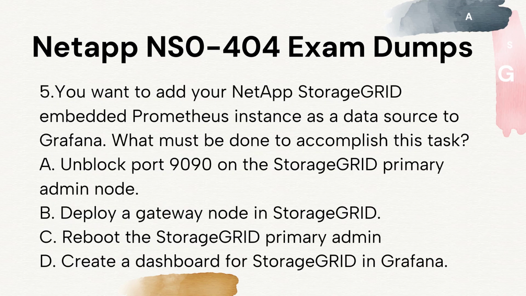5. You want to add your NetApp StorageGRID embedded Prometheus instance as a data source to Grafana. What must be done to accomplish this task? A. Unblock port 9090 on the StorageGRID primary admin node. B. Deploy a gateway node in StorageGRID. C. Reboot the StorageGRID primary admin. D. Create a dashboard for StorageGRID in Grafana.